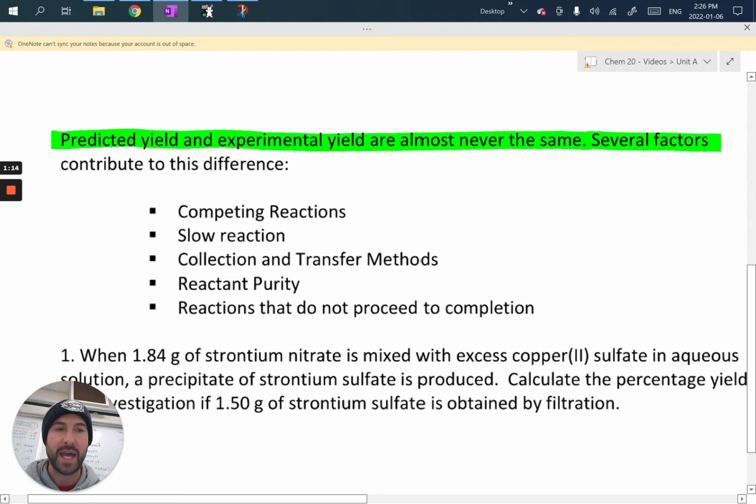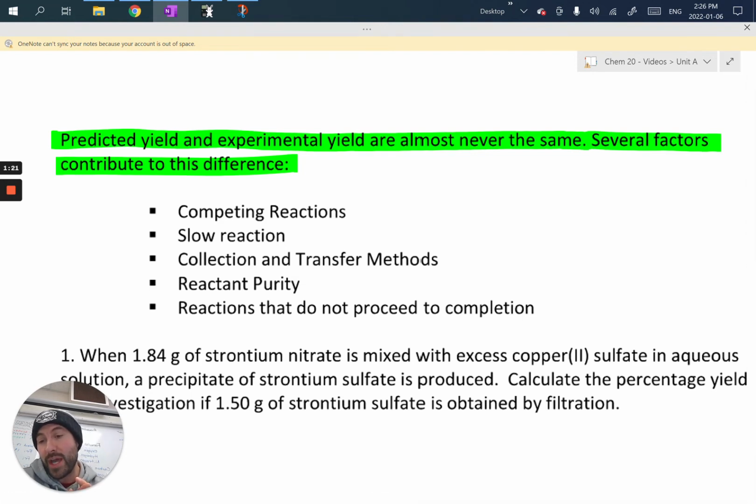There are several factors that can contribute to this difference. Is the reaction 100% complete? Is it just a slow reaction and it needs to take a really long time? Did we lose a little bit of our precipitate or our product as we're transferring it and trying to measure it? Are the reactants both 100% pure? All kinds of things can lead to a different amount of product than what you'd expect. And that's why usually when we do an experiment, we're going to calculate the percent yield.